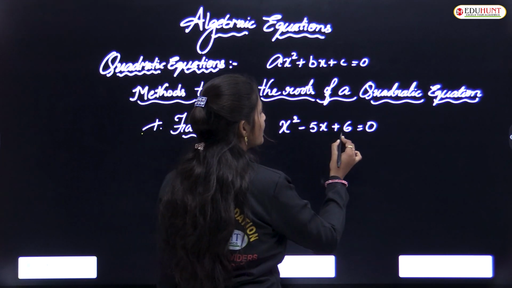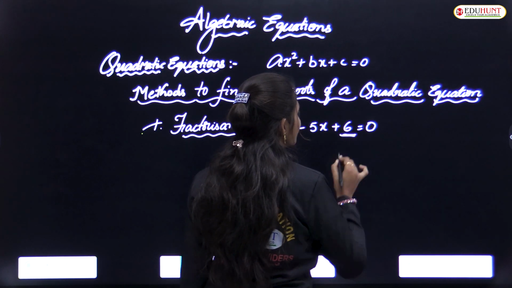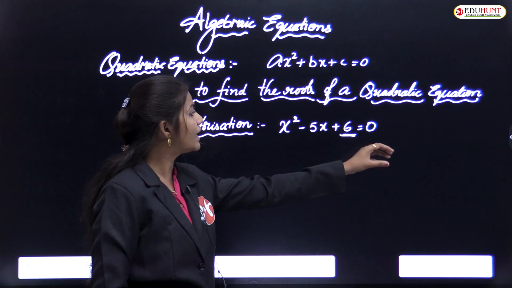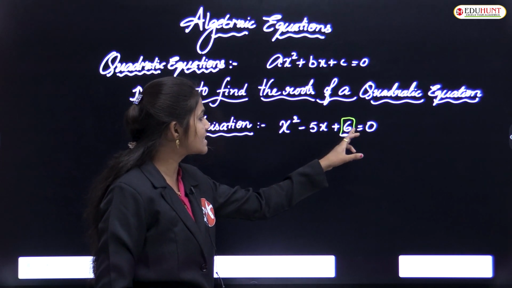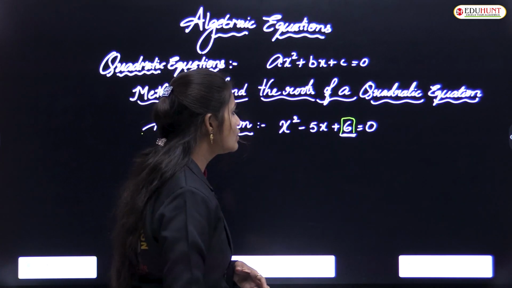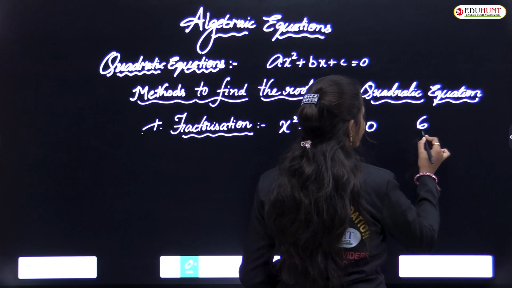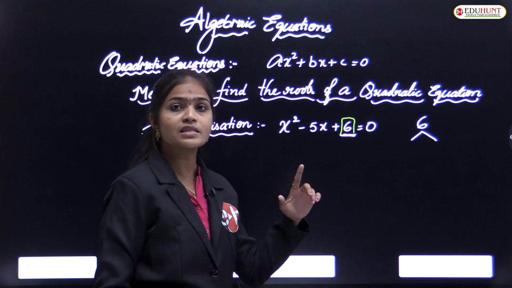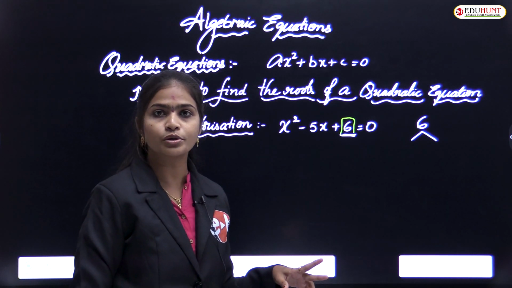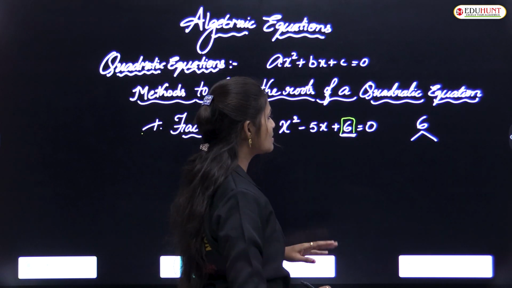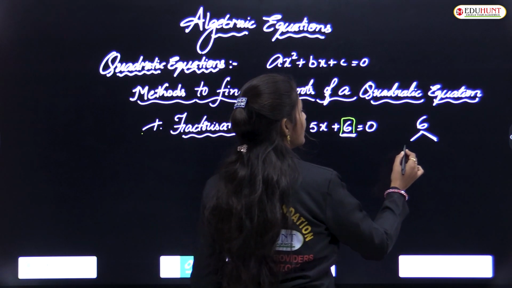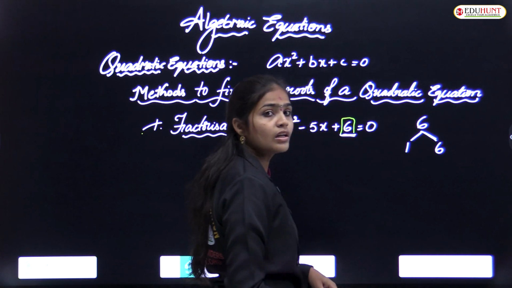The first step is we need to write the factors of 6. Why? Because we need to express 6 as the product of two factors. So first we need to write factors whose product should be equal to 6. That type of factors we have to take here. So first we take the factors, that is 1 and 6. What are those factors?